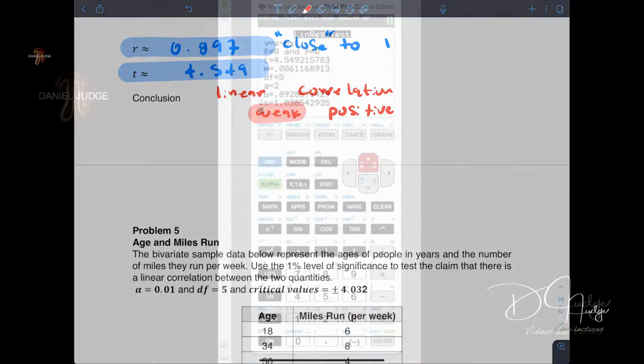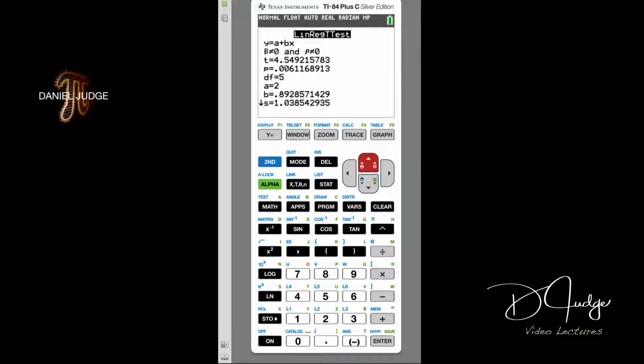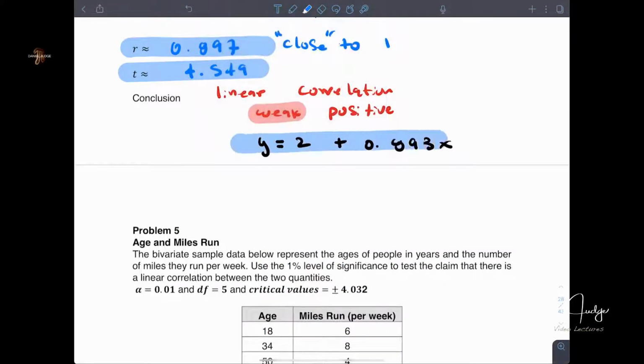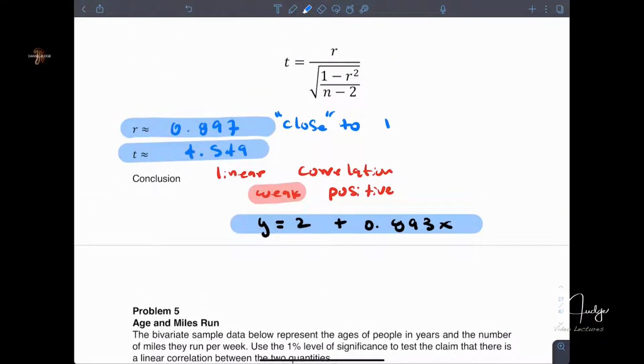If we go back to the TI, remember y equals a plus bx. Looks like your regression line is that y will be, a is 2, 2 plus 0.893x, because that's the b value. So here's my regression line. I can use this to be predictive. I can predict the weight loss after a certain number of weeks.